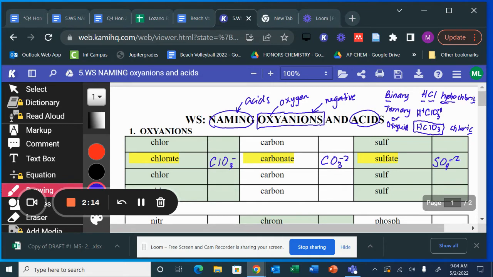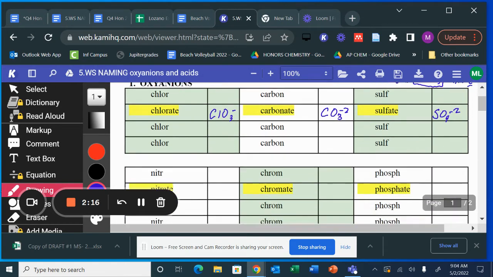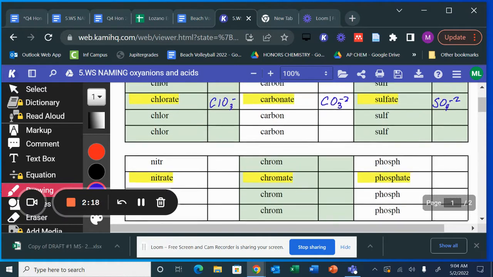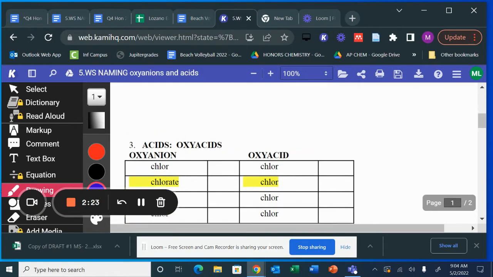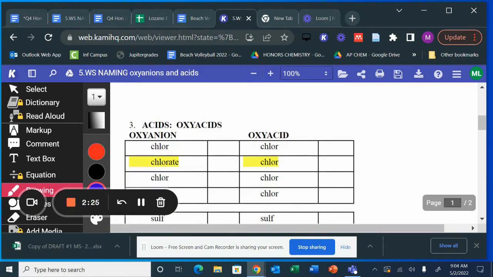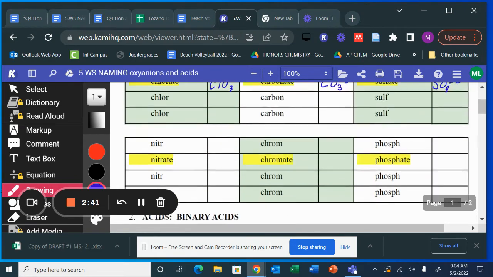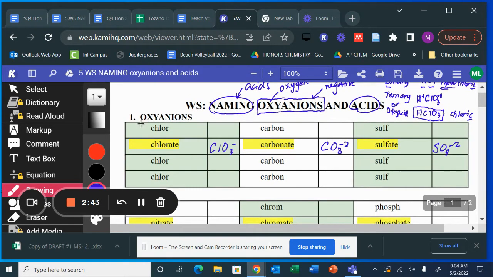Okay, to turn the oxyanions into oxyacids, I will show you how to do that later. So here's an example. Chlorate is ClO3 minus. And to turn it into an acid, you add ic, and it becomes chloric acid, which is HClO3. Okay, but there are more oxyanions, so let us learn some more of that. So that's chlorate. There's also something called chlorite.